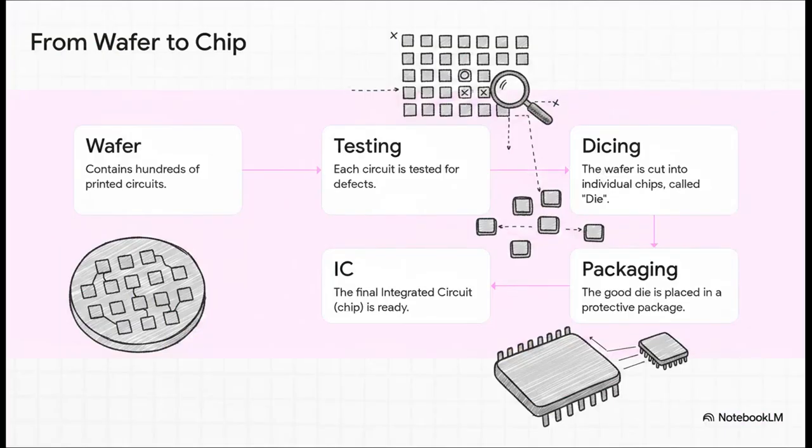Okay, so once the entire wafer is fully printed with hundreds of identical circuits, we hit the final steps. First, every single circuit on that wafer gets tested by a machine. Bad ones get marked. Then, the wafer is diced up. Yep, like a pizza, into individual chips. A single one of those little squares is called a die. The good die move on to packaging, where they get put inside a protective casing with all the little metal pins you see on a chip. And voila, you have the final integrated circuit, or IC, ready to go into a device.